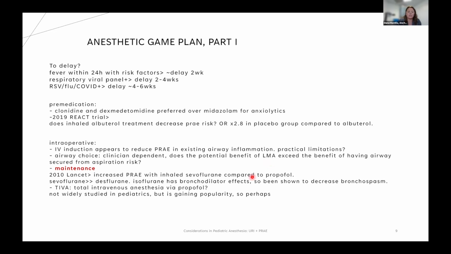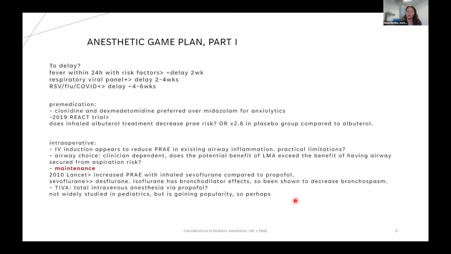But the interesting thing I really wanted to highlight is this incidence of maintenance. So we talked a little bit earlier about how IV anesthesia is pretty common in adult medicine, but the 2010 Lancet article showed that there was an increased incidence of PRAE with inhaled sevoflurane compared to propofol.